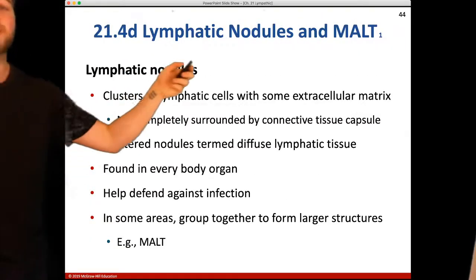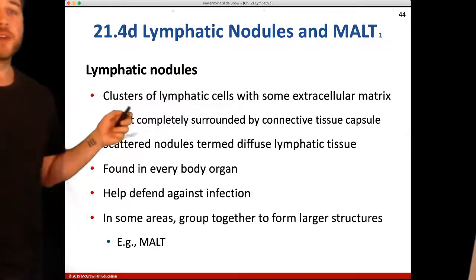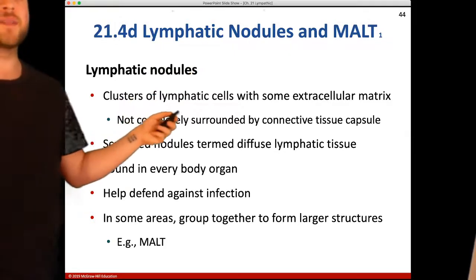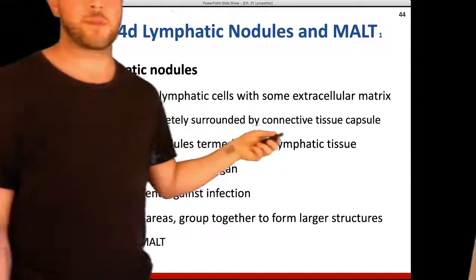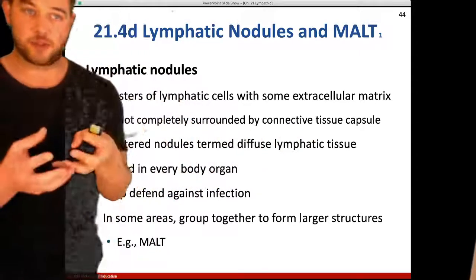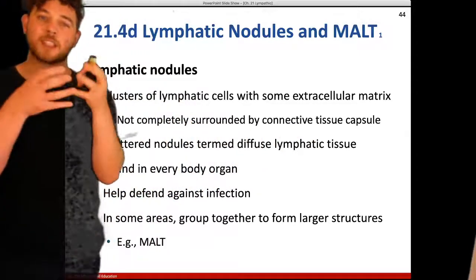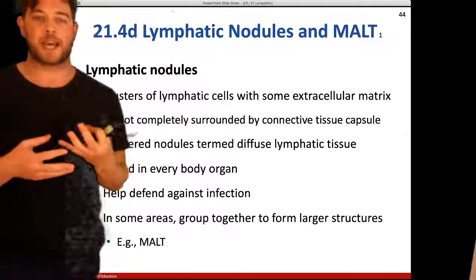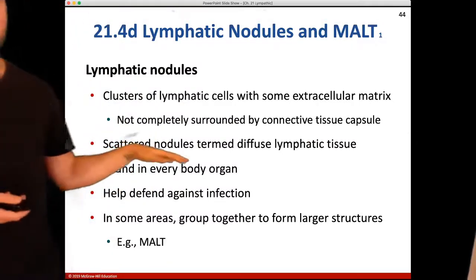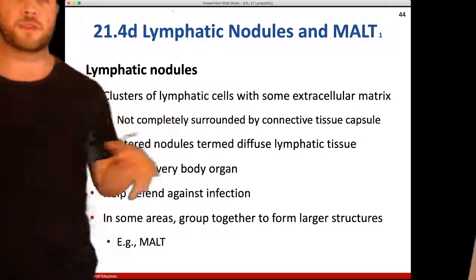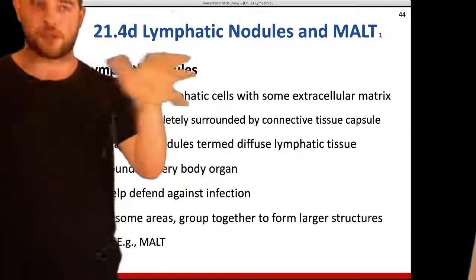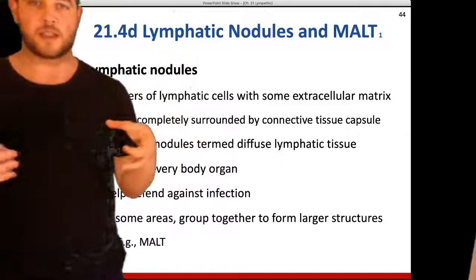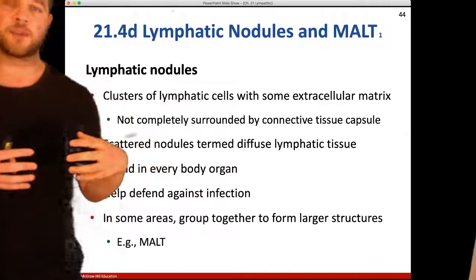All right, moving into lymphatic nodules and MALT. So lymphatic nodules are clusters of lymphatic cells with some extracellular matrix, but they're not completely surrounded by a connective tissue capsule. So you can kind of think of them like lymph nodes, but they're not completely encapsulated. They're also scattered all through, diffuse, scattered nodules termed diffuse lymphatic tissue because they're just kind of scattered all throughout. They're not arranged so much in clusters like lymph nodes are.